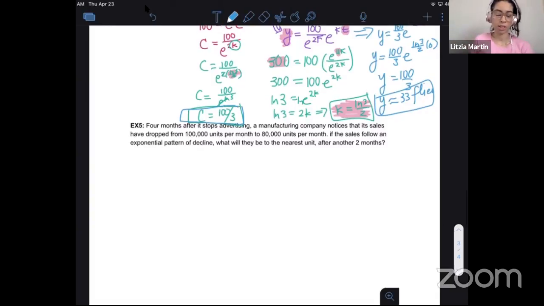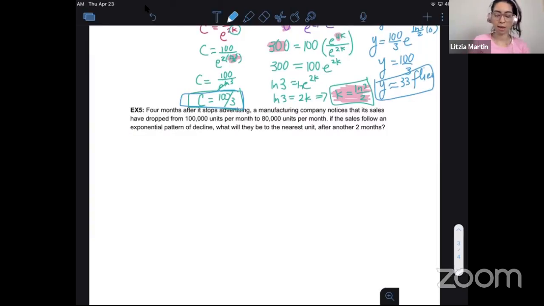4 months after it stops advertising, a manufacturing company notices that its sales have dropped from 100,000 units per month to 80,000 units per month. If the sales follow an exponential pattern of decline, what will they be to the nearest unit after another 2 months? So that phrase there, it's following the exponential pattern of decline, tells us we can use that theorem.